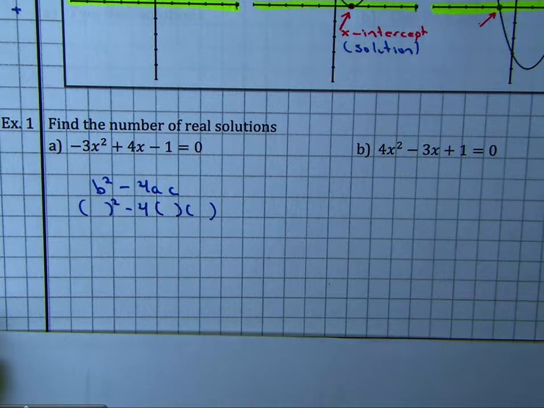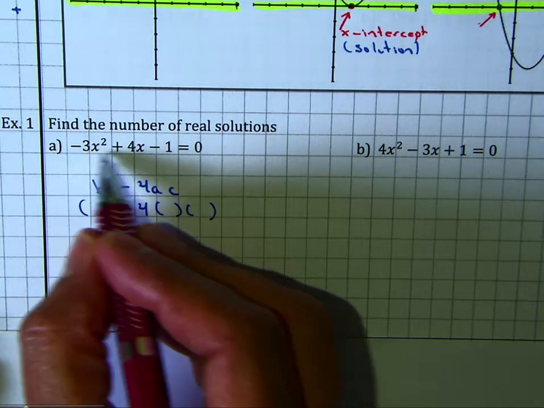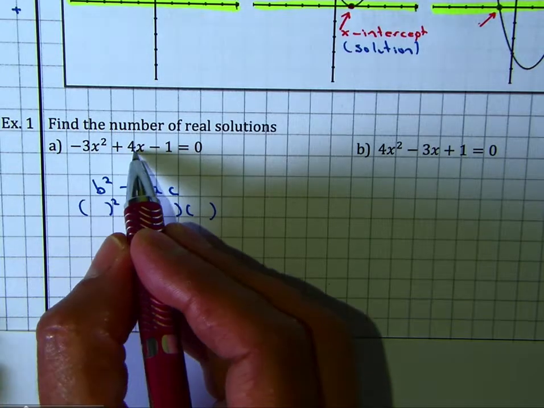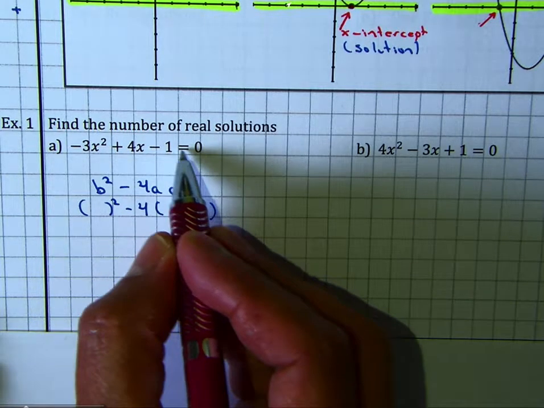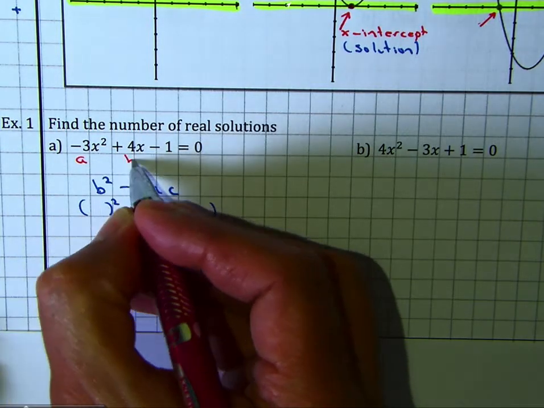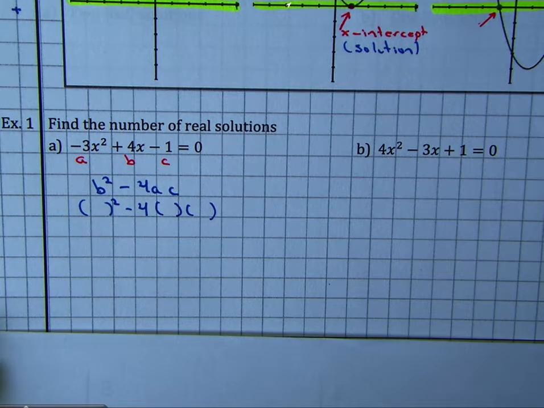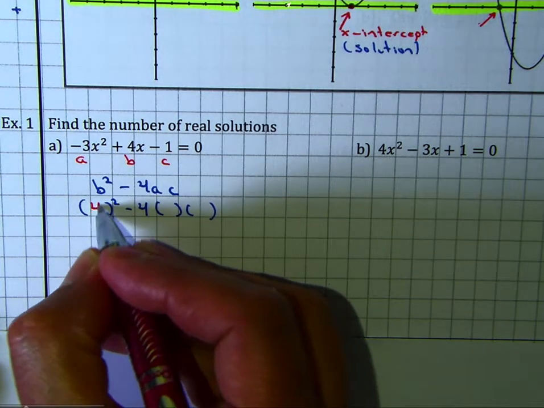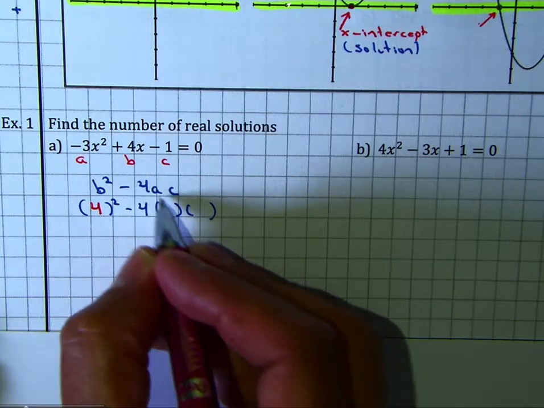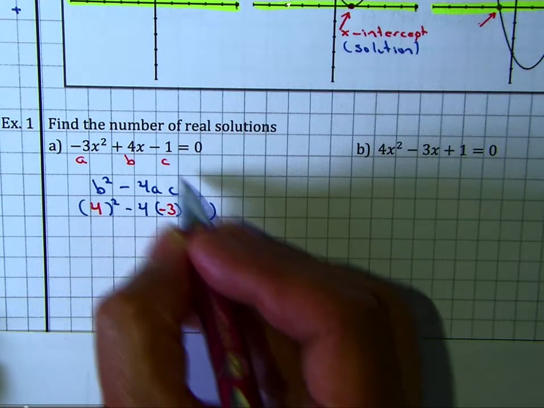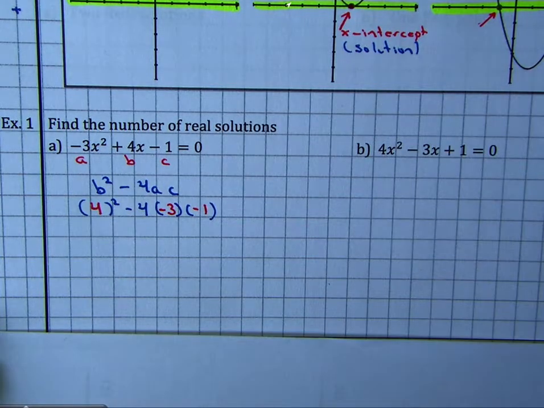Now we are going to substitute into b squared minus 4ac. One of the things you have to remember is that whenever it's in this format, it has to be in standard form. That means you have your x squared, your x, your number, equals 0 every single time. Therefore, this is your a value, this is your b, and that is your c. So b is positive 4, so it'll be 4 squared minus 4a, a is negative 3, and c is negative 1. And then the only thing we need to do is simplify it.